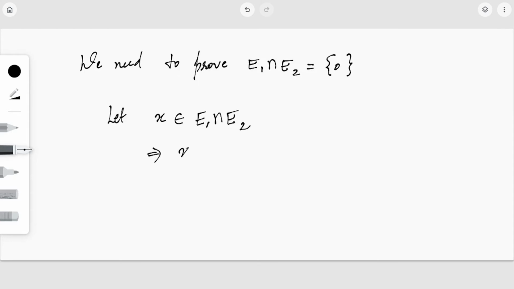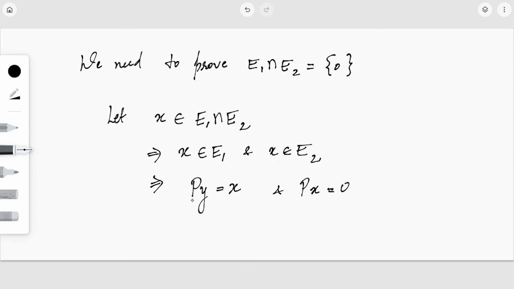This implies x is an element of E1 and x is an element of E2, right? Now if x is an element of E1, E1 is nothing but our image of P, right? So x is an element of E1 means there exists some y such that P of y is equal to x, and x is an element of E2. E2 is kernel, so P of x equals 0. Now let's take this equality, that is P of y is equal to x.